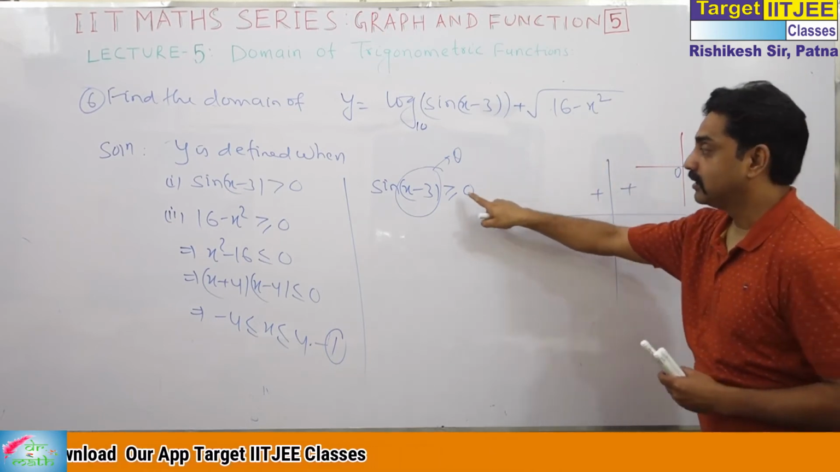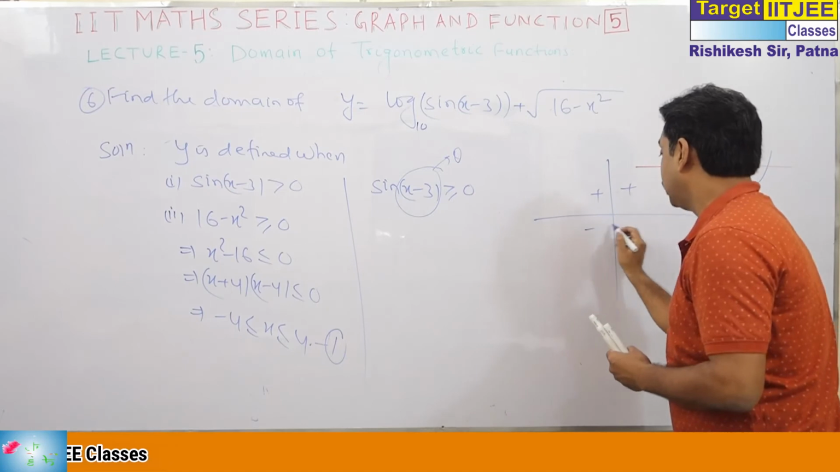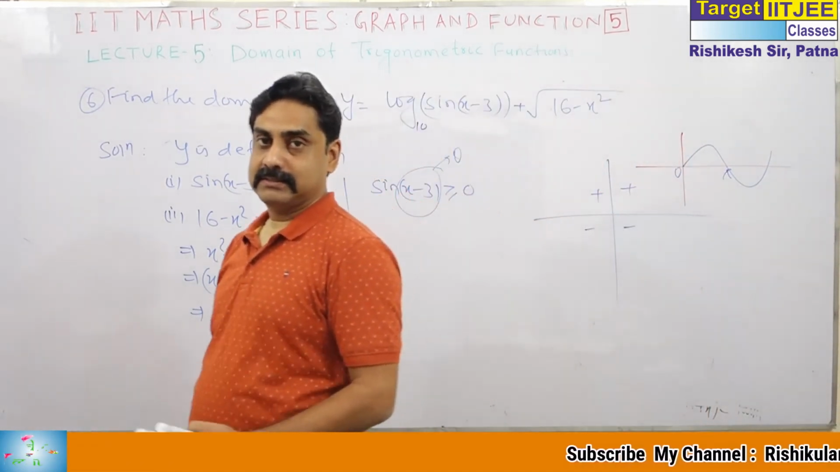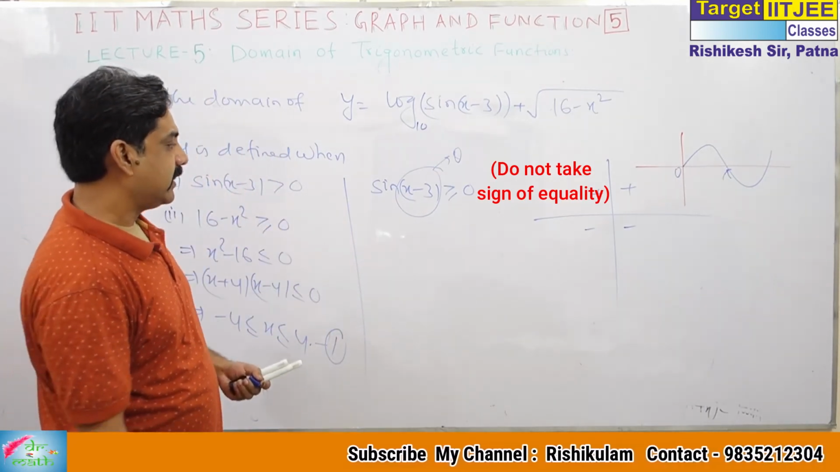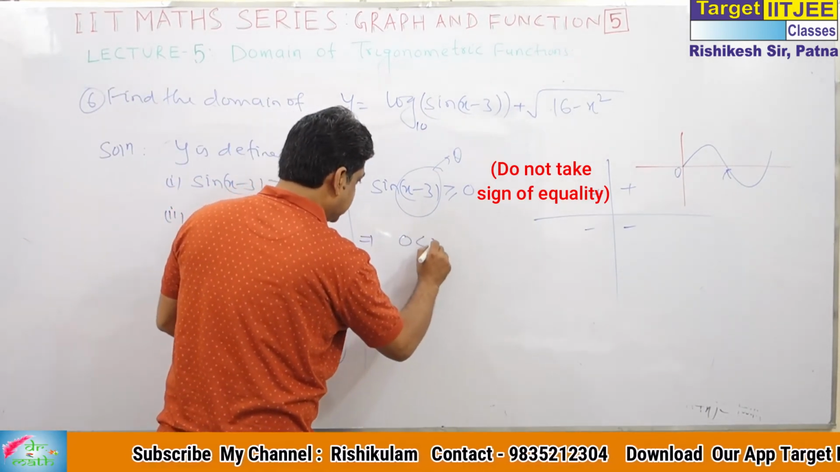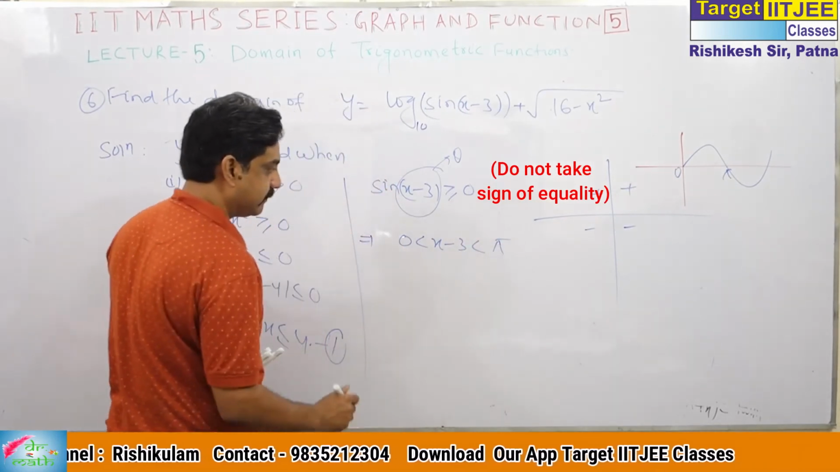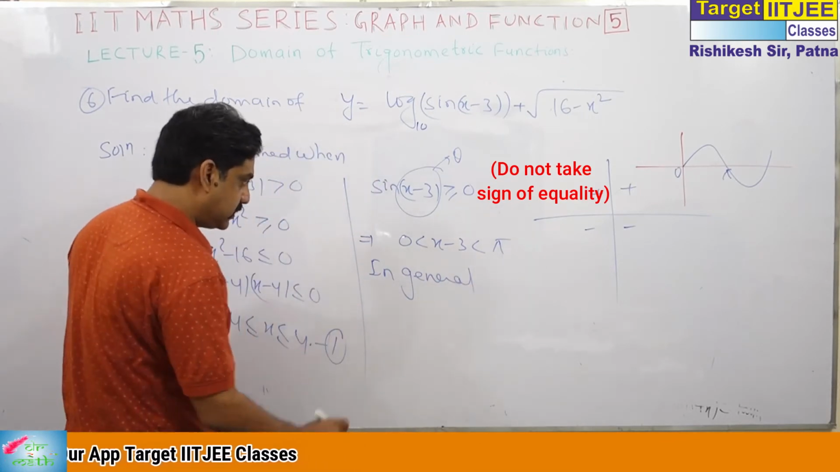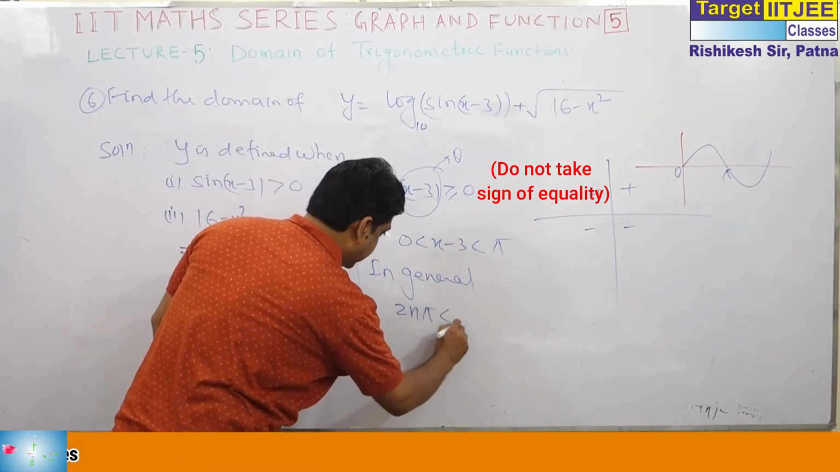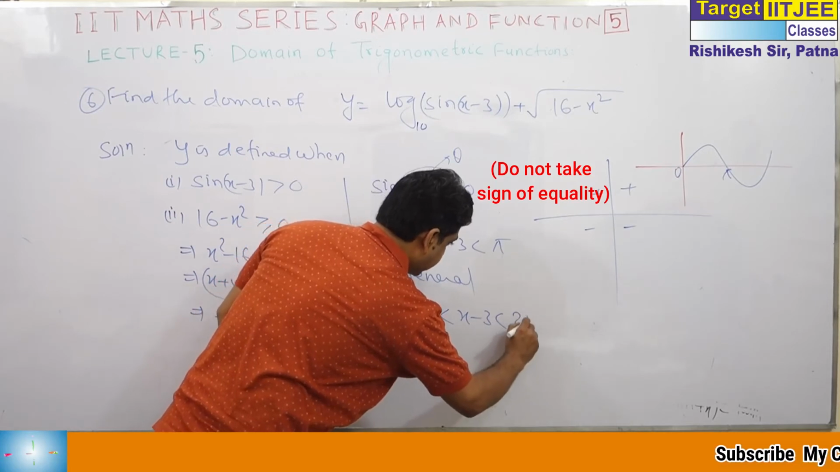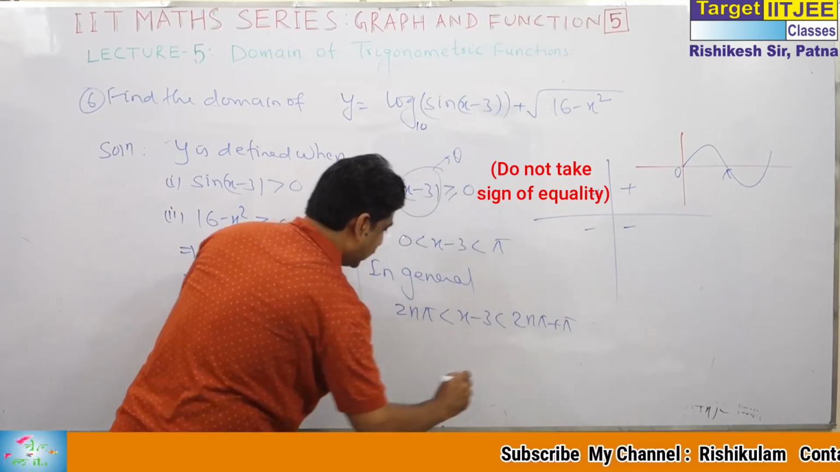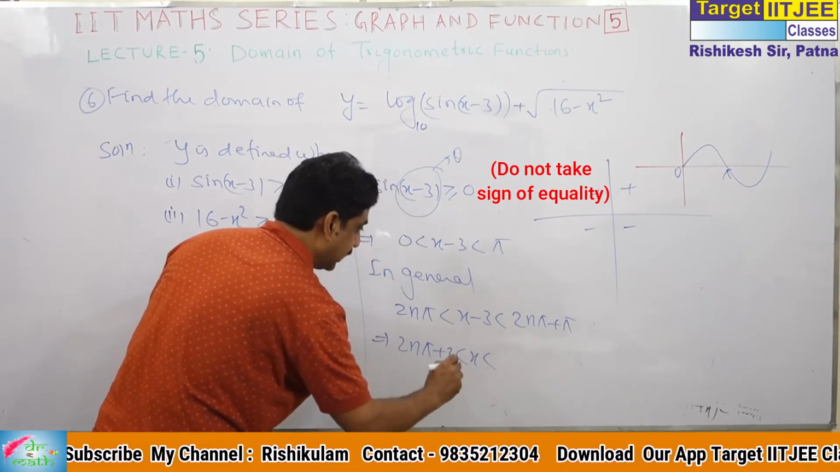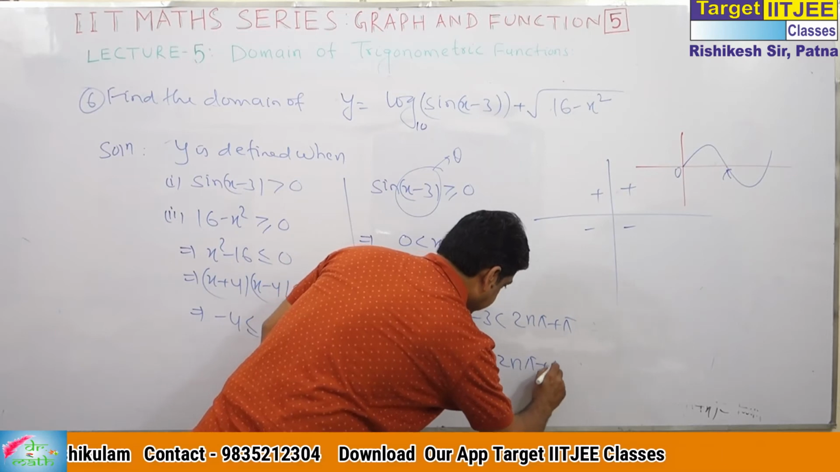Or you can do it with the quadrant rule. You have to apply the logic: sin x is positive in the first and second quadrant, which means this lies between 0 and pi. In general, we add 2n pi. So what do we get? We get 2n pi plus 3 less than x less than 2n pi plus pi plus 3.